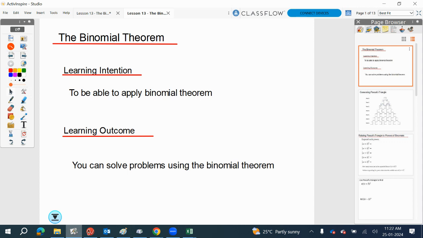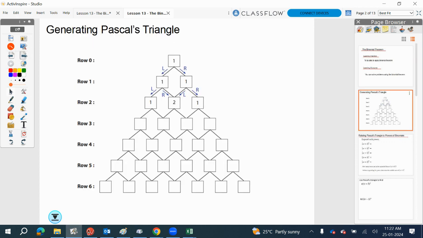All right, we're looking at the binomial theorem today, and we're going to do some problems involving this. So we're going to start off by looking at what we call Pascal's triangle. Pascal's triangle is credited to Blaise Pascal, a French mathematician, although there is evidence of this triangle being used in Islamic texts and Chinese texts long before Blaise Pascal discovered it. He discovered it as well, and it carries his name.